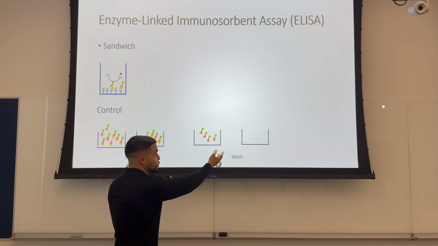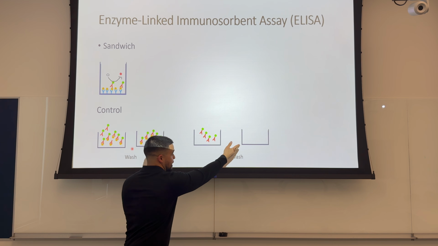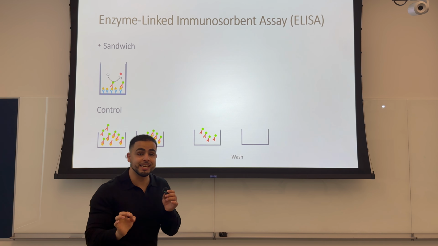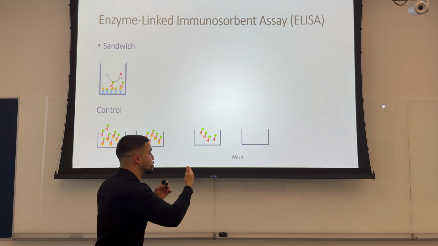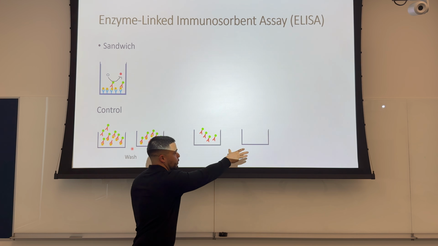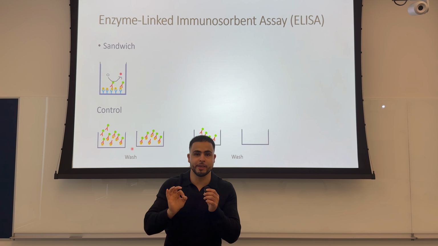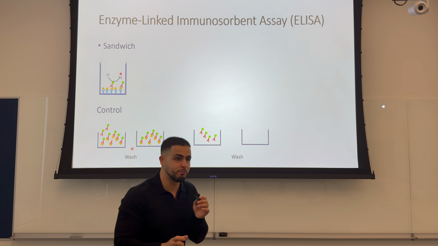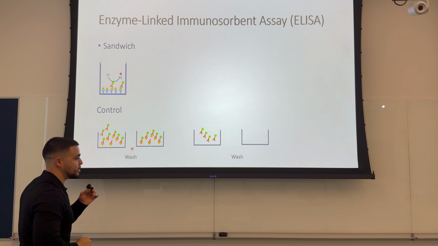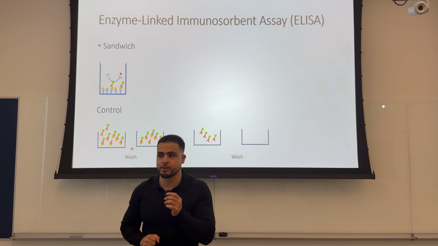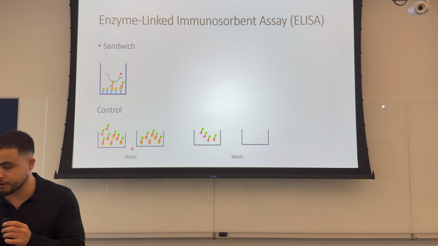So when I try to detect the signal in this beaker, I should not see a signal because it shouldn't have the antibodies after I washed it off. If I do see a signal, then that tells me there was probably an issue with the way I washed off my sample, and therefore the concentration that I measure here is probably not accurate. Okay, so that's why we have a control over there.